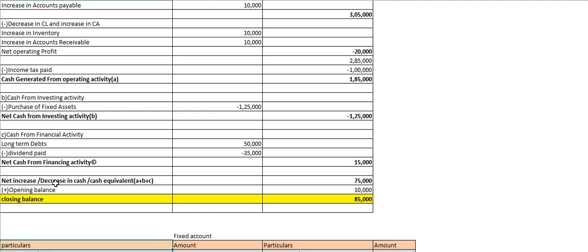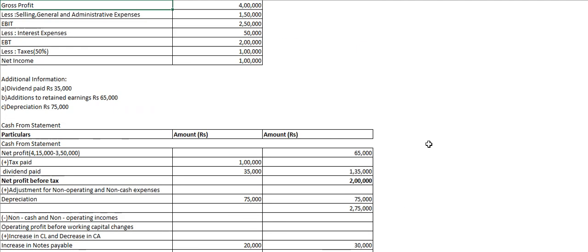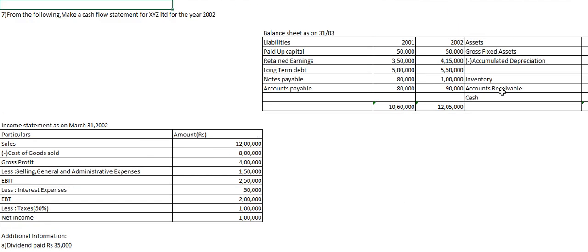So now you will get your net increase or decrease in cash and cash equivalent. How will you get it? Cash generated from operating activity 1,85,000 plus net cash from investing activities minus 1,25,000 plus net cash from financing activity plus 15,000. So the resultant figure is 75,000. Now add your opening balance, which is 10,000. So if you add your opening balance of cash, what is your opening balance of cash?